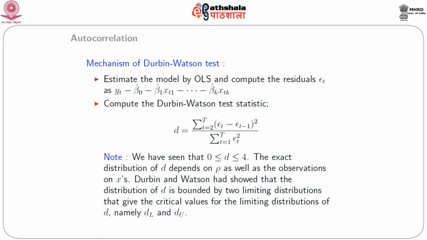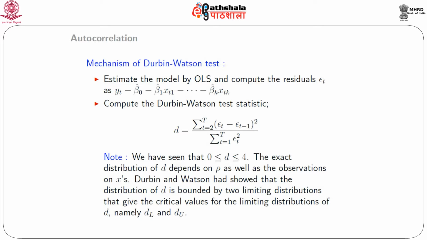We then compute the Durbin-Watson test statistic using the residuals that we have computed using the fitted model, and d is given by summation t equals 2 to capital T of (epsilon t minus epsilon t minus 1) square divided by summation t equals 1 to capital T epsilon t square. Now, we have seen that the range of the Durbin-Watson statistic d is between 0 and 4.